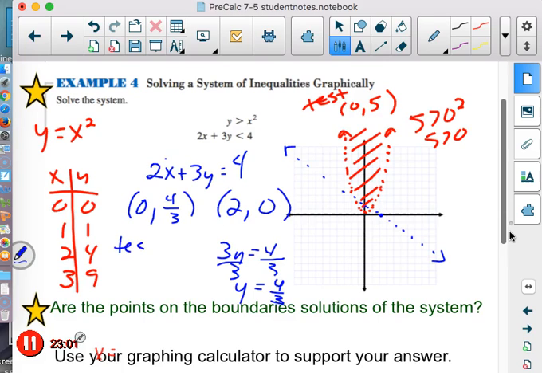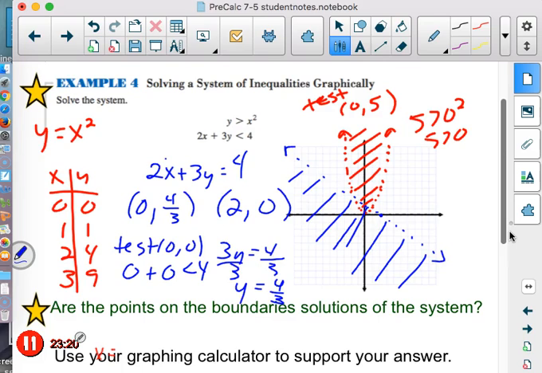So let's test 0, 0. This would say 2 times 0 is 0, plus 3 times 0 is 0, and 0 is less than 4. Agreed? It is. So we need to shade down this way, which I really should do, so I'm showing my work. But remember, here's what we're interested in. Red and blue overlapping. Do you see it?